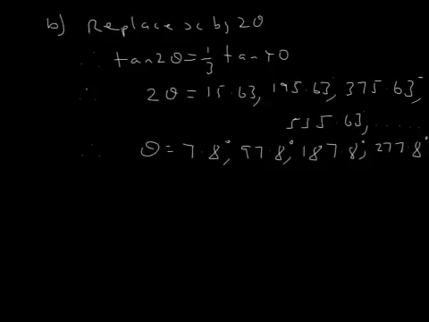We're told that theta is between 0 and 360. If we'd taken a bigger value here at the end and divided by 2, that would have been outside the range of 0 to 360.